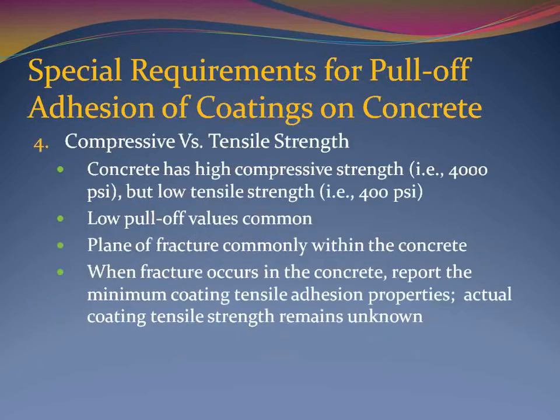The fourth special requirement is compressive versus tensile strength. Concrete has extremely high compressive strength, typically in excess of 4,000 psi, but relatively low tensile strength, typically less than 400 psi. Therefore, it is quite common to get a relatively low value when you test coatings on concrete, and the plane of fracture is typically within the concrete substrate since the coating tensile strength often exceeds the concrete tensile strength. In this case, the minimum coating adhesion pull-off strength can be reported, but the actual coating strength is unknown.